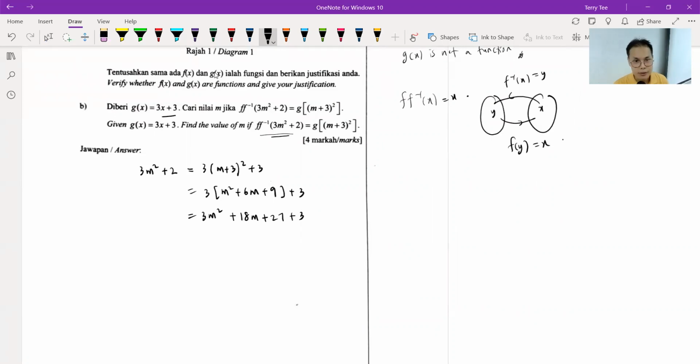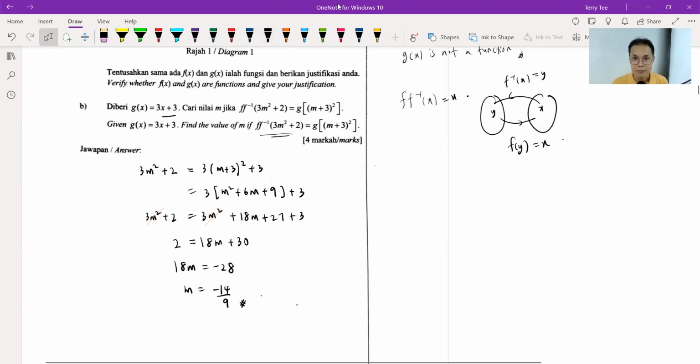On your left-hand side, you can see 3m squared plus 2, which we can cancel with the 3m squared on the right. Let me simplify. This is 2, and this is 18m plus 30. When you bring it over, 18m equals negative 28. m is negative 28 divided by 18, which is negative 14 over 9. Not a nice answer, but this is the answer.